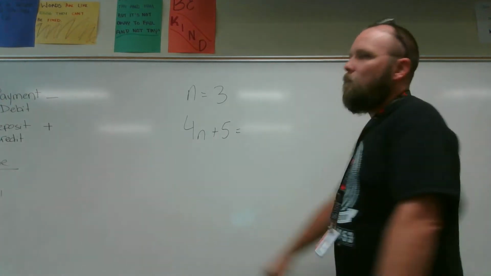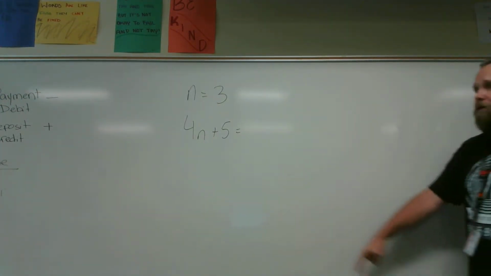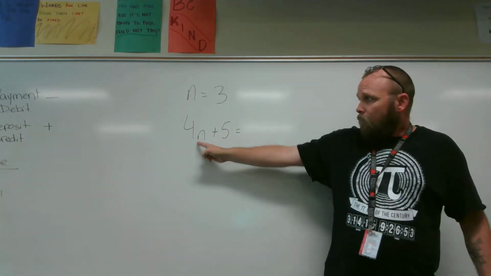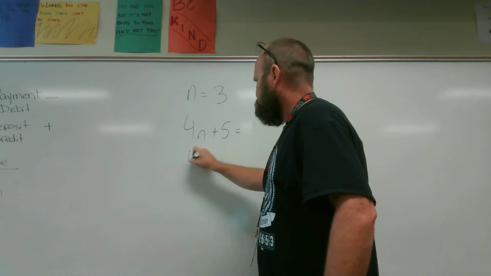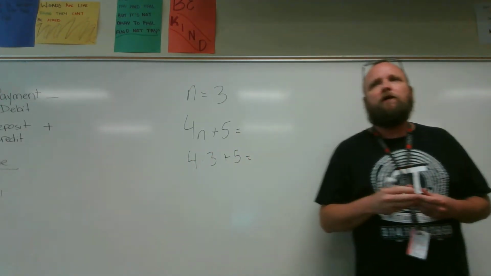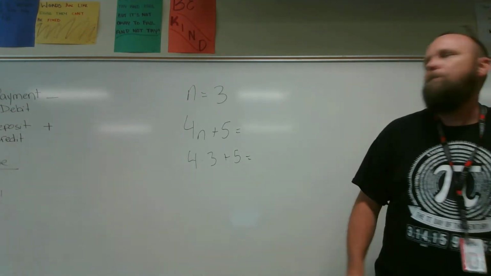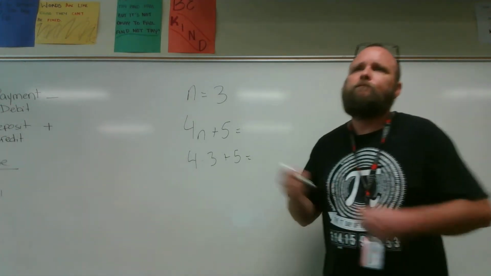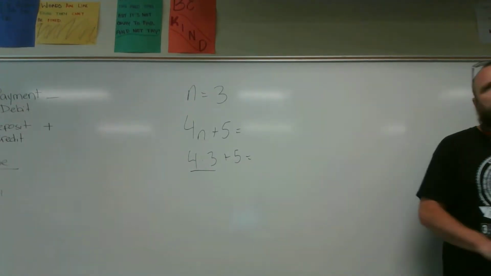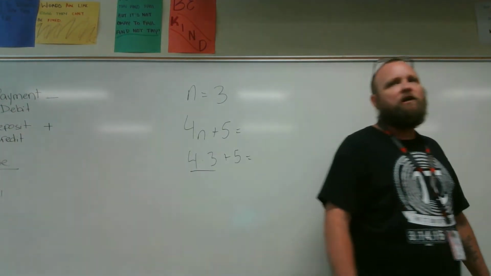Deandra, number and a letter side by side means what? Multiplication. So this problem says, if I want to rewrite this, 4 times 3 plus 5. What do I do first, Deandra, if I have more than one operation here? You do 4 times 3. Why? Because of the order of operations. Order of operations tells us we do multiplication before we do addition.